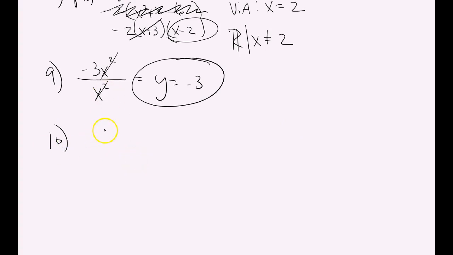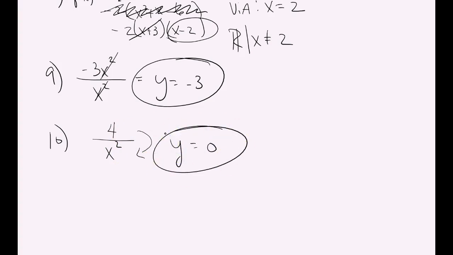This one, the highest powered x on top, there is no x, okay? So there's only a 4, so I guess steal the 4 since there's no x up there. And on the bottom you have an x squared. So the bigger power is in the denominator, and what does that mean? It means it's 0 automatically, and you're done.